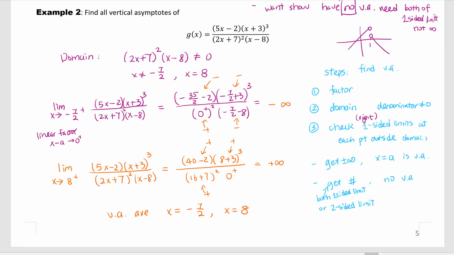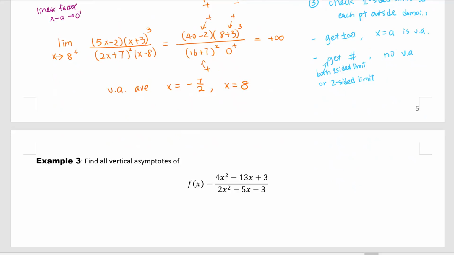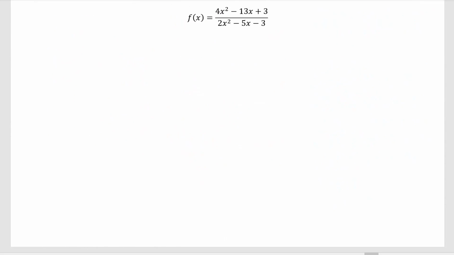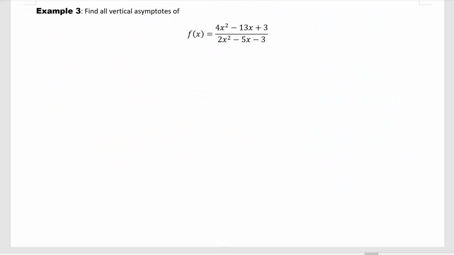Okay? So, here are all the steps for finding the vertical asymptotes. So, let's continue. Okay, so example 3, we want to find the vertical asymptotes of these functions. So let's follow the steps. Okay, so the first step, we want to factor. So how can we factor? Well, let's see here. How can we factor the numerator and denominator?